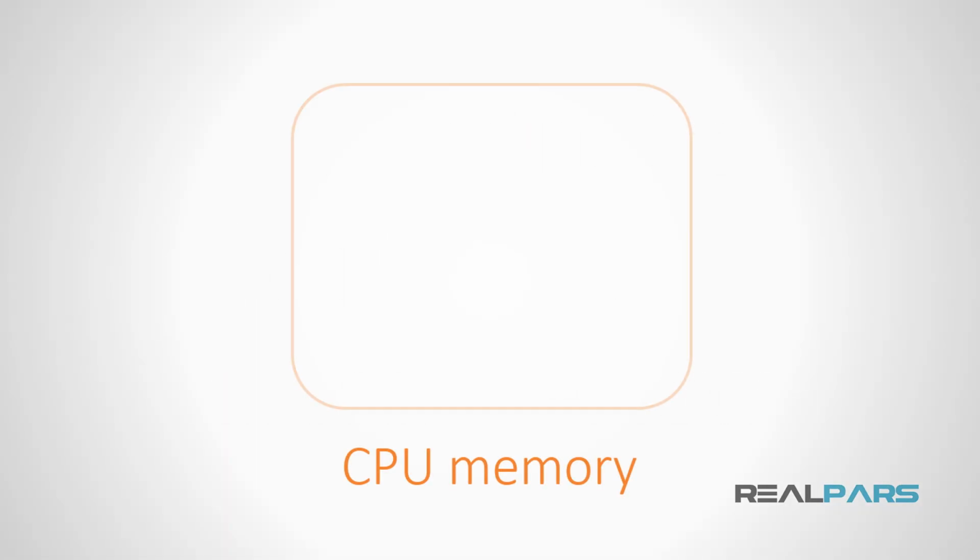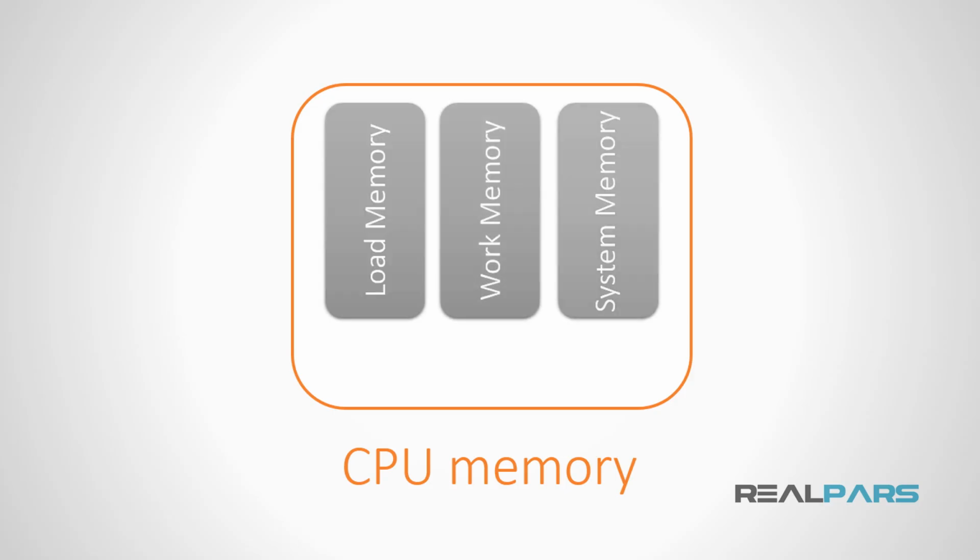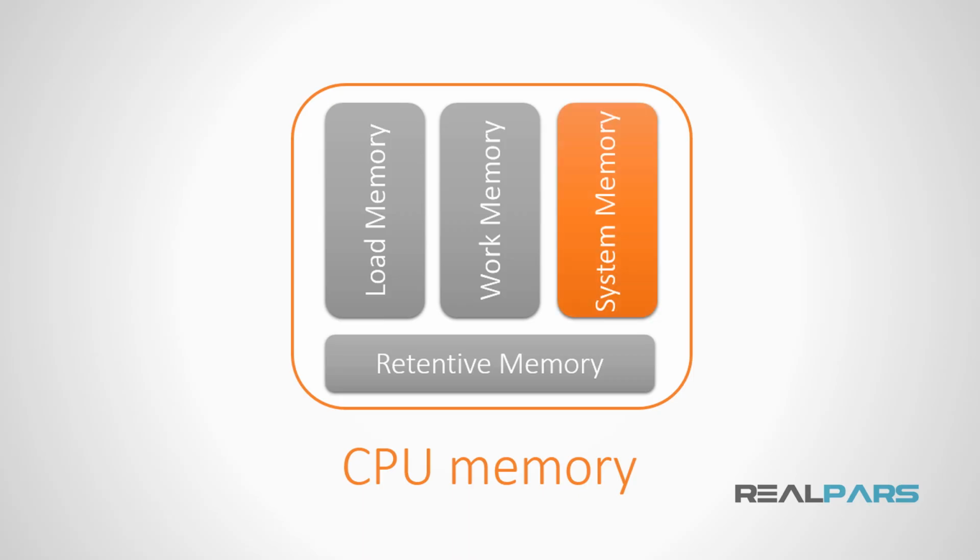If you recall, in the lesson about CPU memory, we said that this memory is composed of four main sections: load memory, work memory, system memory, and retentive memory. We used the system memory for addressing while programming. In this lesson, we want to learn how to use the system memory environment for addressing.